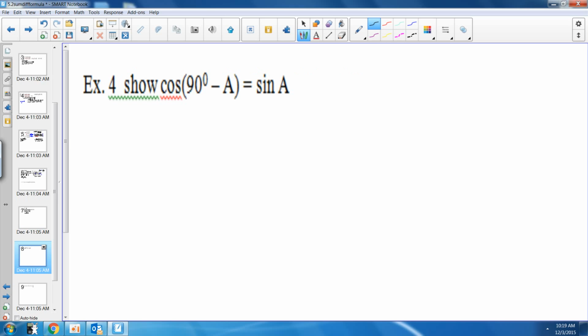This one is just like the other one. It says show the cosine of 90 minus A equals the sine of A. I'm just going to substitute in the values and then move on to the next problem. But it's the difference of cosine, so it's going to be the cosine 90 cosine A plus sine of 90 sine of A, and then you would just put in the values and show that it's equal to sine A. Don't want to spend much more time on that one. Very similar to what we did before. Notice you can do it in degrees, you can do it in radians, it's all the same idea.